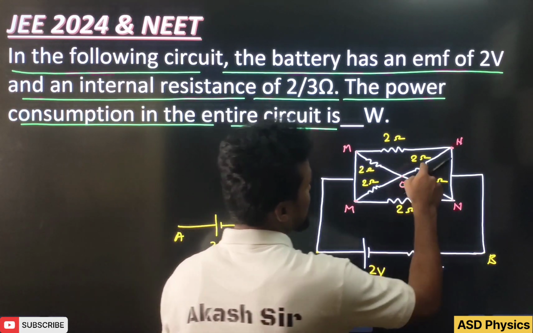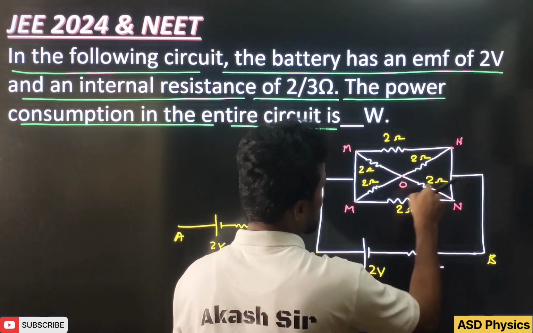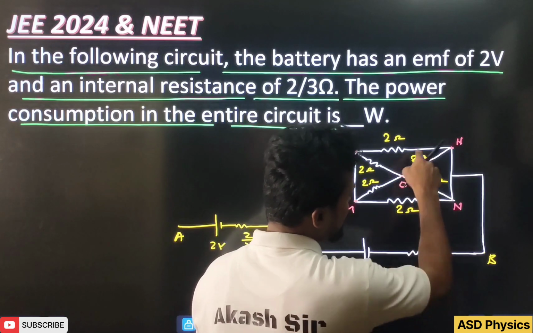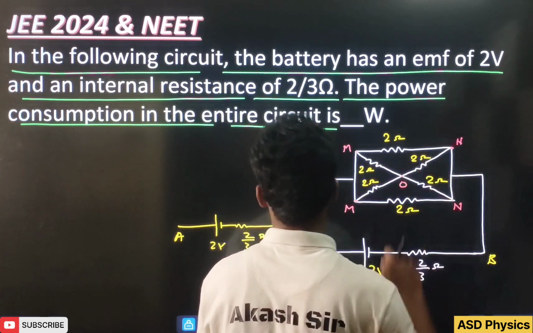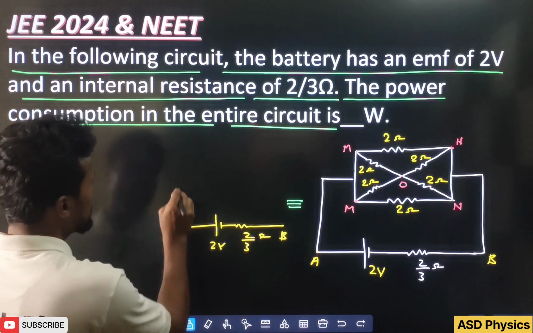Okay. Similarly, this 2 ohm is connected between N and O, and this 2 ohm is also connected between N and O. So this and this are also in parallel. So how much here? This will also come to 1 ohm. So this is 1 ohm, this is 1 ohm, and they are connected in series.